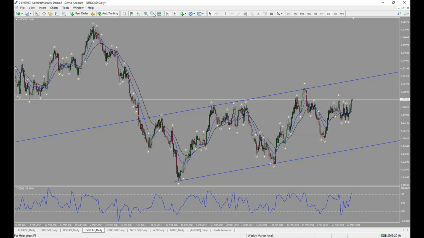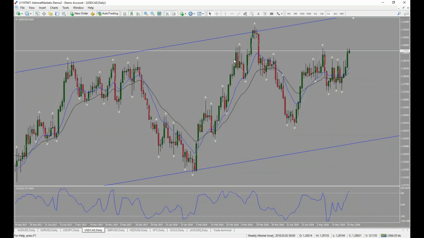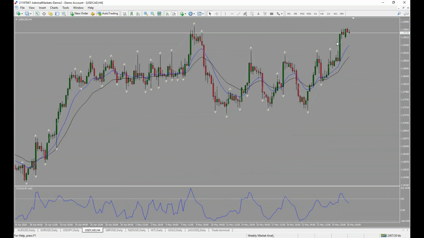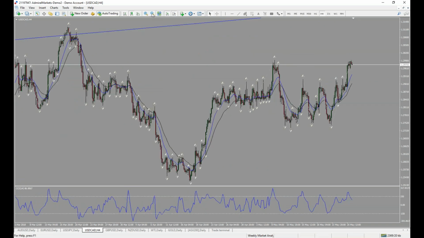Okay, US CAD, inside a nice channel as well. But let me have a look at a 4-hour chart. Do I like this as a double top? It's not really a double top.